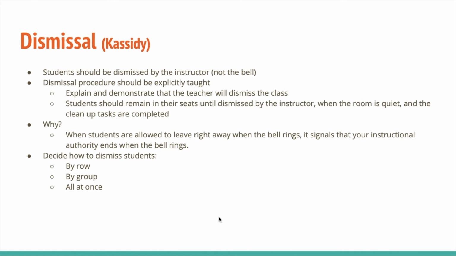And then finally for dismissal. So students should be dismissed by the instructor, not the bell. This just reiterates that the teacher is the person who has the authority. The bell doesn't dismiss the students. So a good thing to keep in mind is that the students should be in their seats until they are dismissed by the instructor, which will be when the room is quiet and cleaned up.